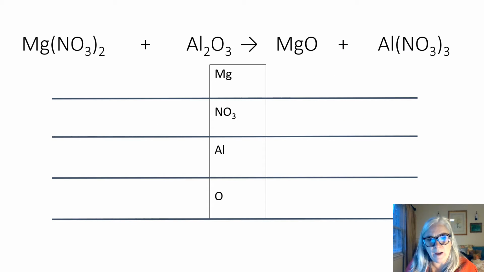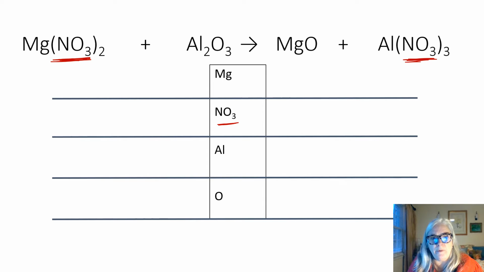In this problem, we've got polyatomic ions. My suggestion to you is if you have a polyatomic ion that does not change from the reactant to the product side, keep it together. Don't separate it out. It'll make your life a little bit easier. So we're going to count the polyatomic ions as if it were one particular atom.